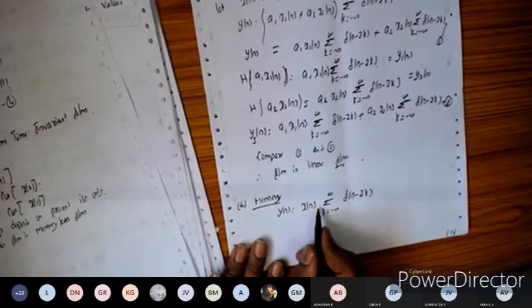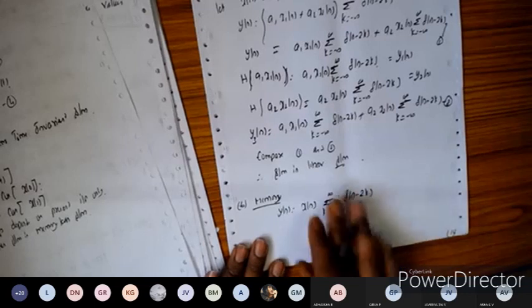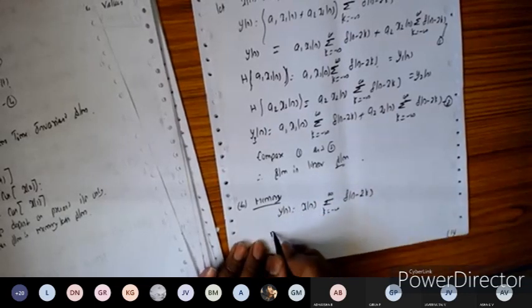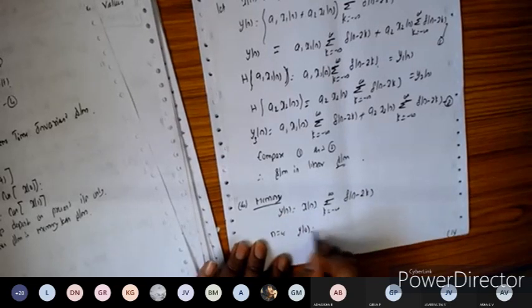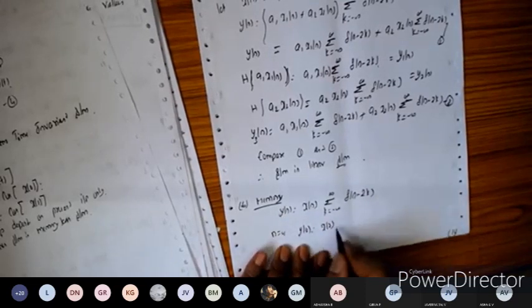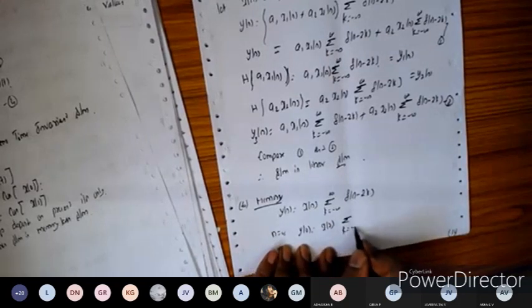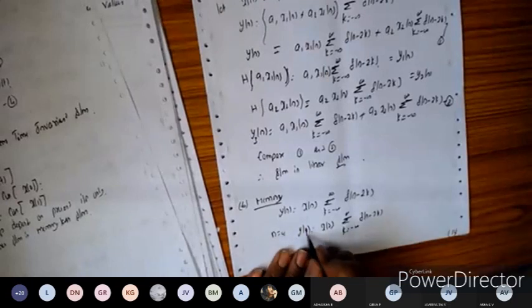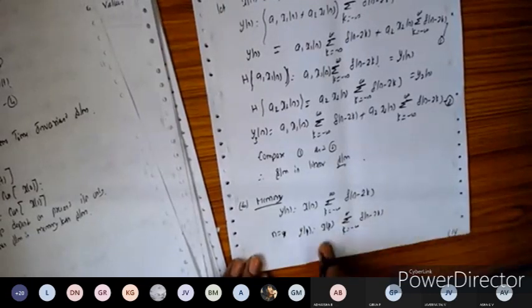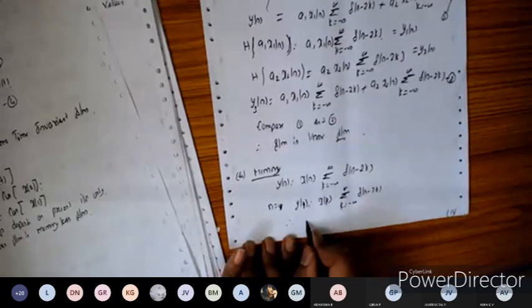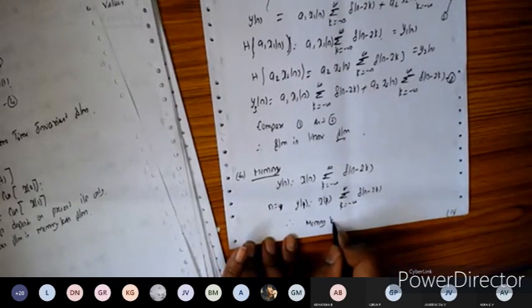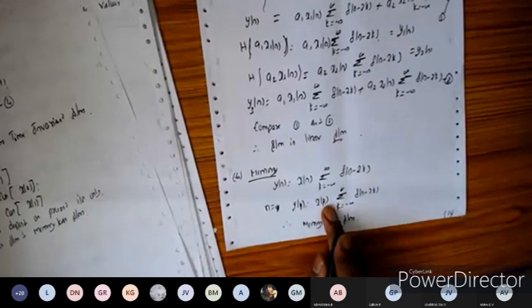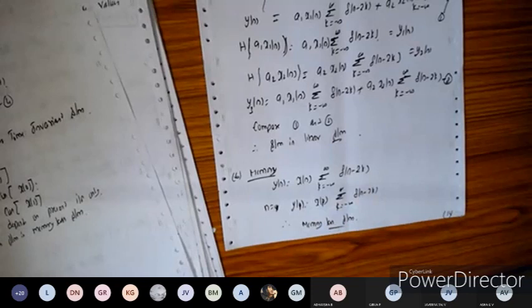For example, if n minus n naught or n by 2 were there, that would be different. So don't consider the rest of the terms, just consider these things here. Since at n equal to 0, y of 0 depends on the input x of 0 only, multiplied by some other factor, delta of n minus 2k. Or if you want, you can say n equal to 1. So the system is a memoryless system, since the present output depends on the present input only.